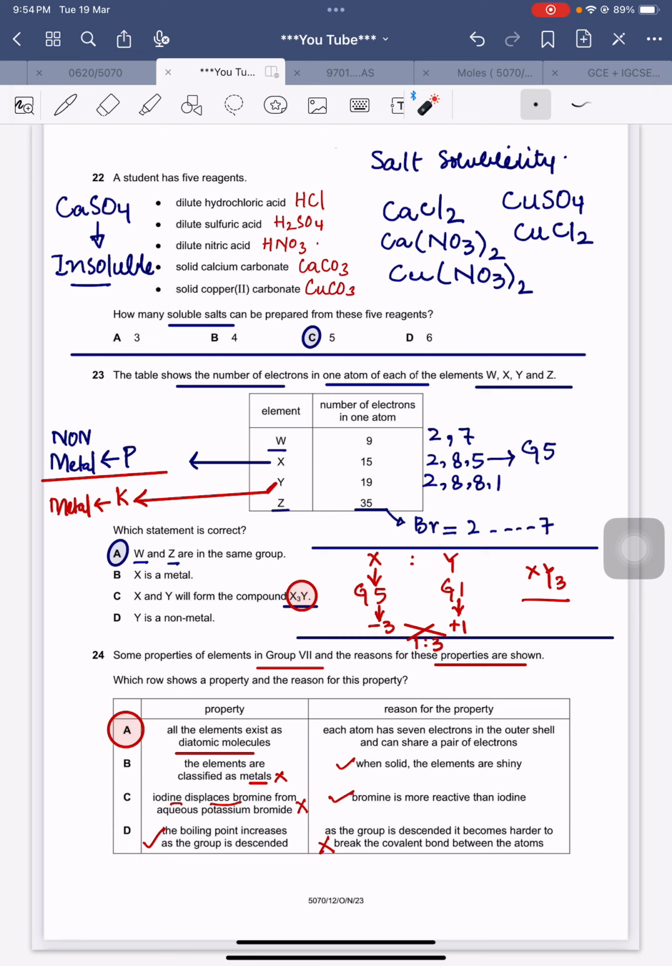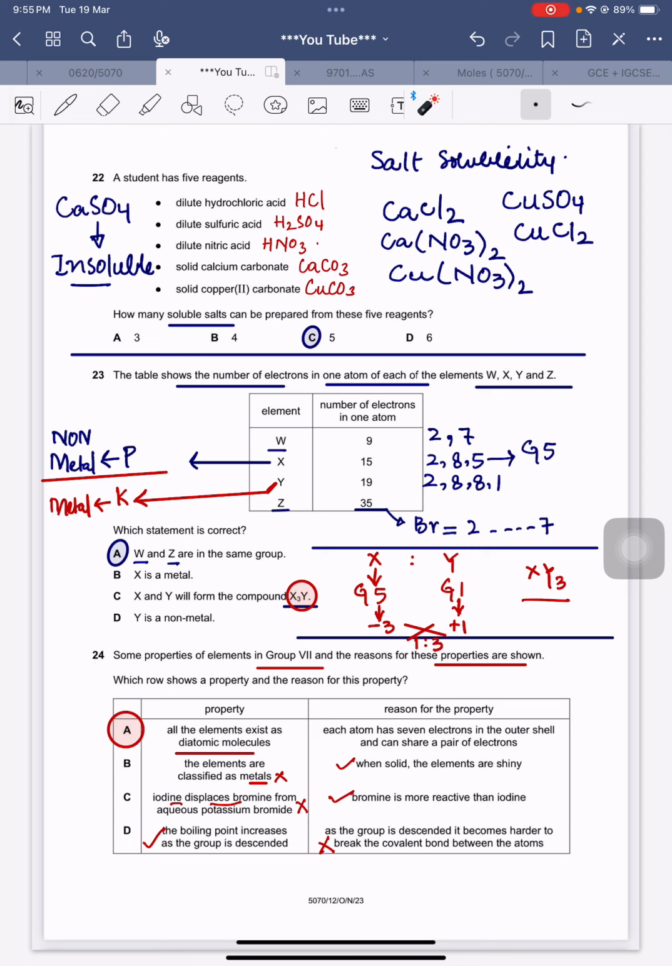If we are looking into it, this combination is going to produce calcium chloride. How? When calcium carbonate reacts with HCl, it produces calcium chloride, which is a soluble salt. This combination is going to produce calcium nitrate as well. Why? Because calcium carbonate reacts with nitric acid, making calcium nitrate. Calcium carbonate can react with H2SO4 as well, and it is going to make calcium sulfate, which is an insoluble salt. So this is not one of the soluble salts.